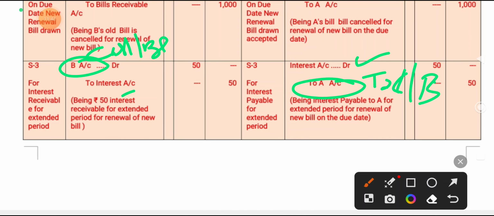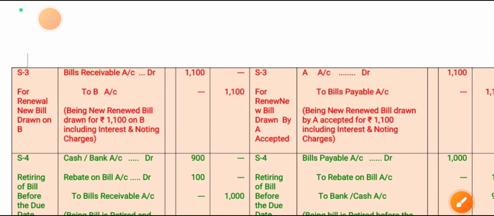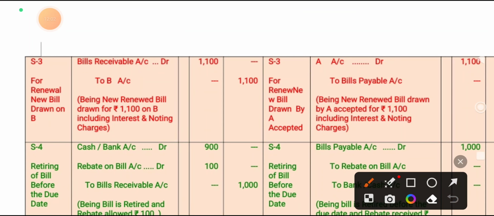Okay, if interest payment takes place immediately... Generally interest will not be paid immediately, it will be included in the new renewable bill. So the new bill will include that as well. So for that purpose, the new bill will be drawn. Situation 3, renewal of new bill drawn on B.